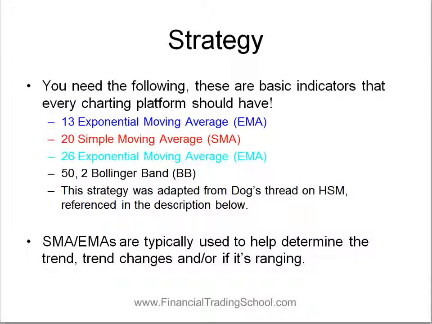So I'm just going to get started with the strategy now. This is what you need for the strategy to work. These are all basic indicators that every charting platform should have. You're using a 13 exponential moving average, EMA, and a 20 SMA, simple moving average, plus a 26 EMA. The colors on the screen are the colors that I use in my charts. You can color code them however you like on your own charts. You can use black, blue, green, whatever you want. And then the last one is a 50, 2 Bollinger Band. The 50 is the simple moving average, and the 2 is the standard deviations.